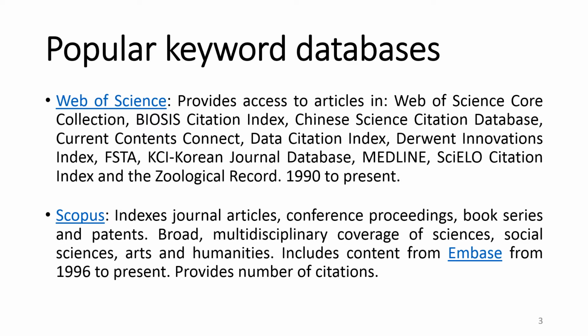Okay, the next database that is available is Scopus. It provides all the indexed journal articles, conference proceedings, book series, and patents. It has broad multidisciplinary coverage of sciences, social sciences, arts, and humanities. It also includes content from Embase from 1996 to present. If you are an author, you can create an account in Scopus, and then it will help you to track the number of citations of your published articles.